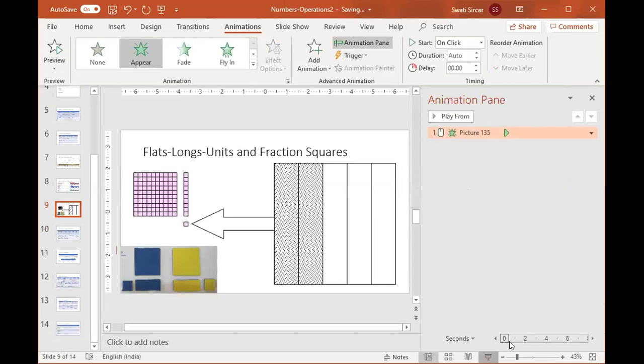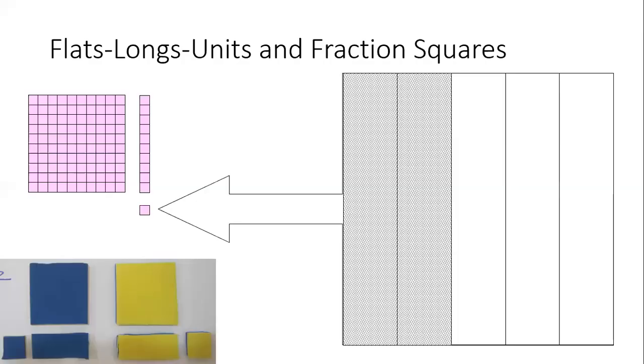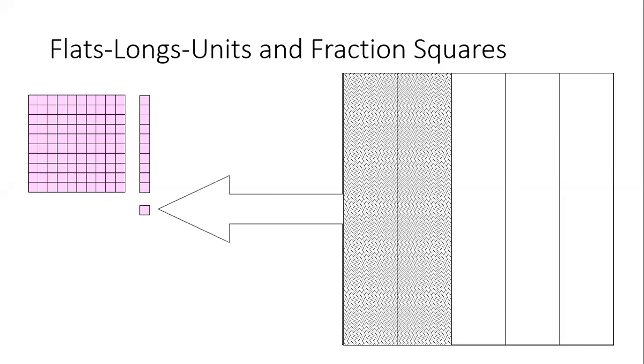Okay. So, flat longs unit: you can see the flat, which is the 100, the long, which is the 10, and then the small square, which is the 1. As far as you are dealing with whole numbers, this is the most powerful manipulative.